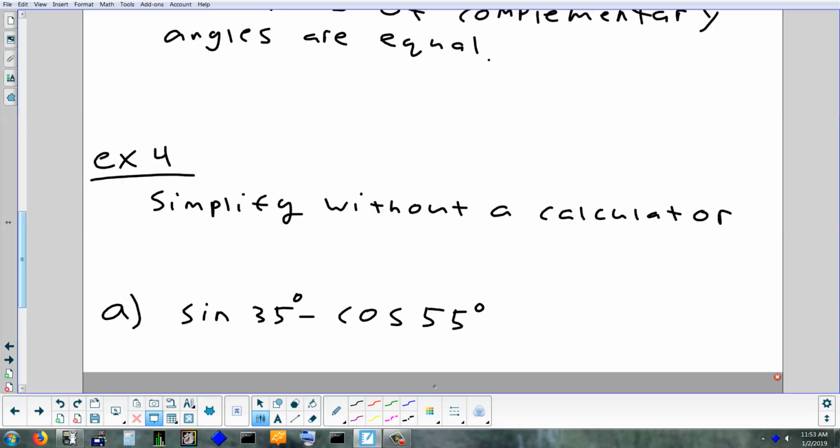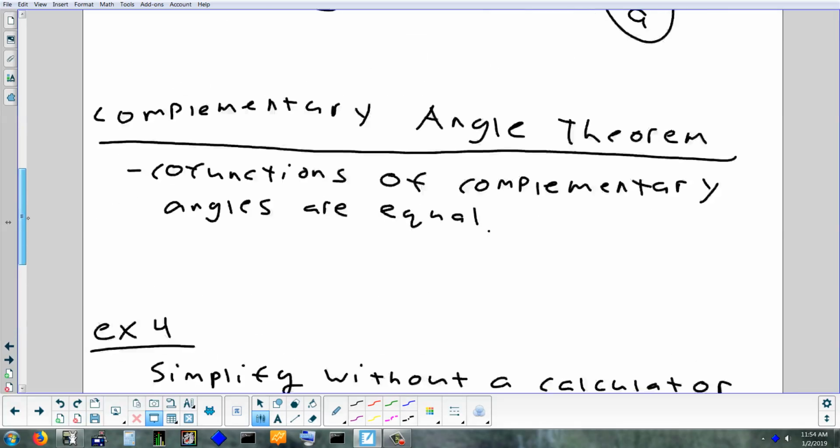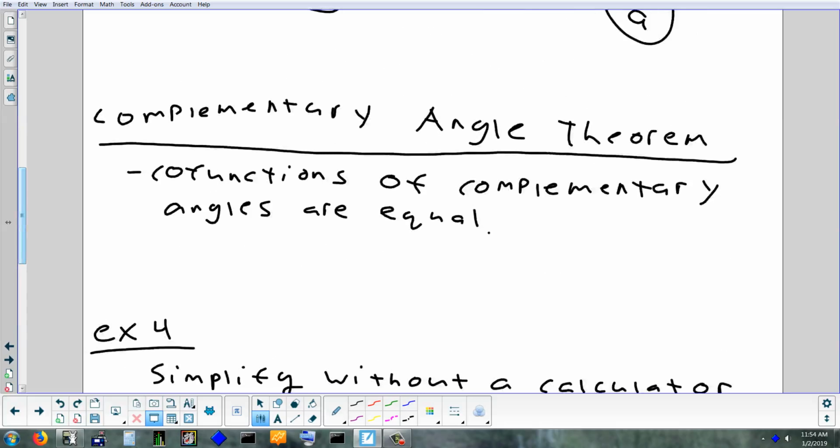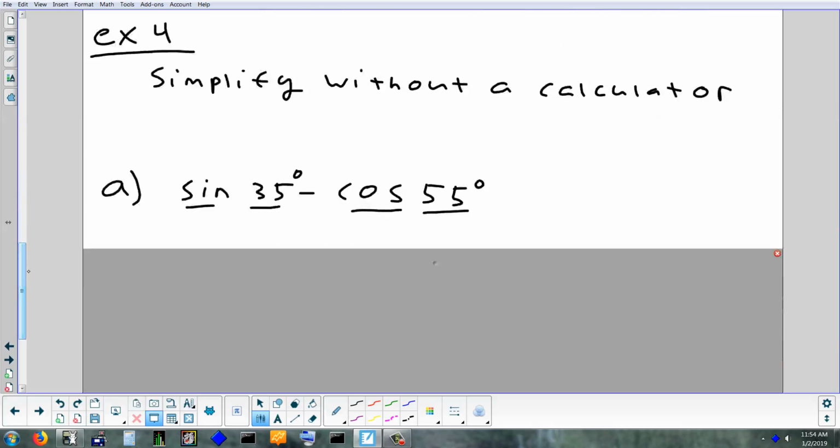35 and 55 are complementary. And what's the other thing that's happening there? They're complementary and the sine and the cosine are cofunctions. So you have cofunctions of complementary angles. So what do we know about that compared to that? They're going to be the same.